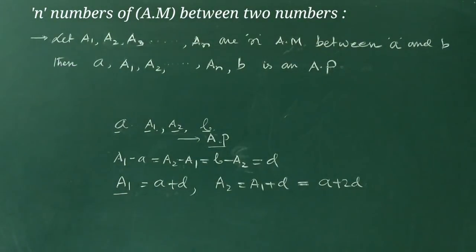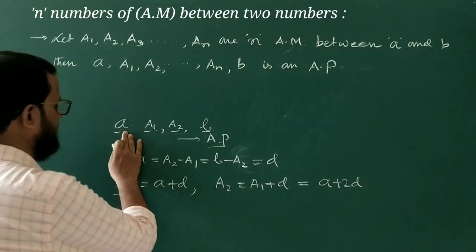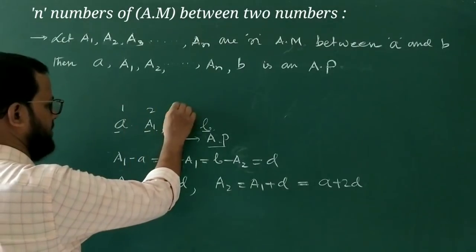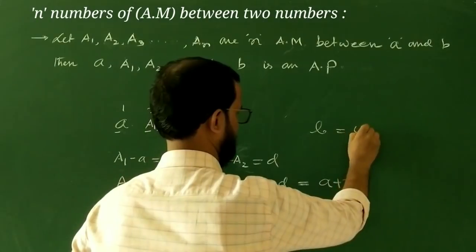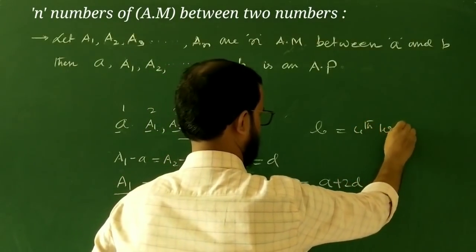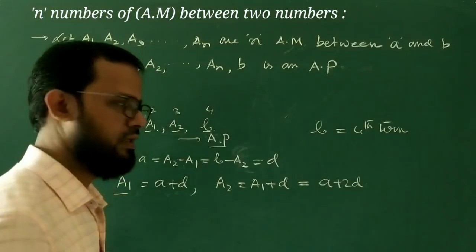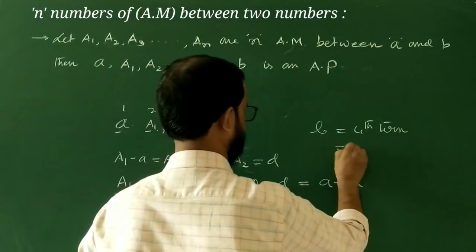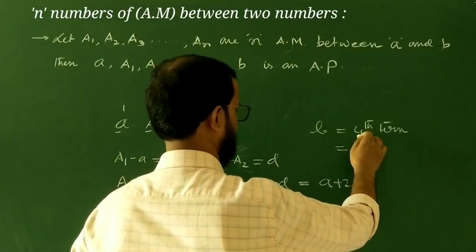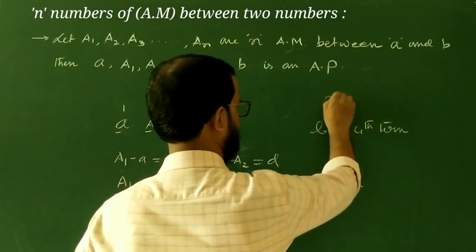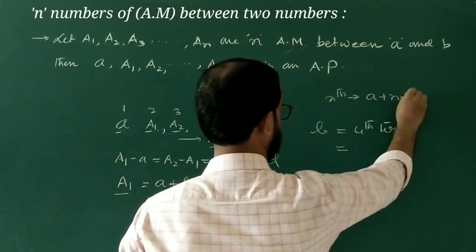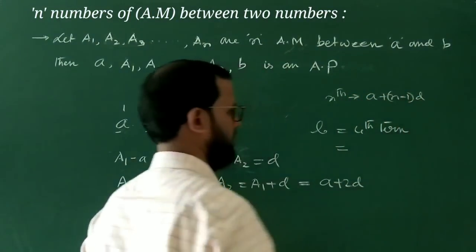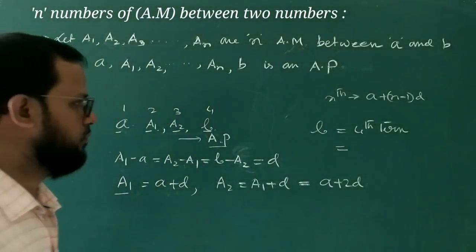Here a very interesting result is that this is the first term, this is the second term, this is the third term, and this is the fourth term. B equals the fourth term of an AP. So B can be written as what? What was the formula for the nth term? The nth term formula was A plus n minus 1 into D. Yes or no? In an AP, what is the fourth term?